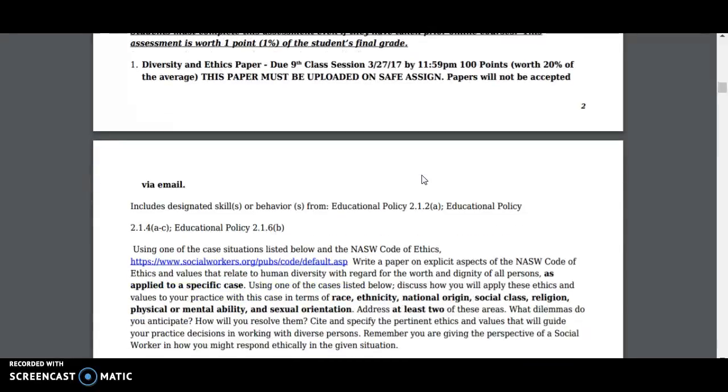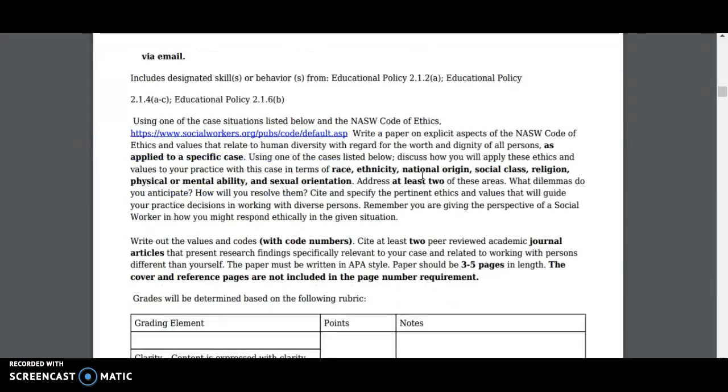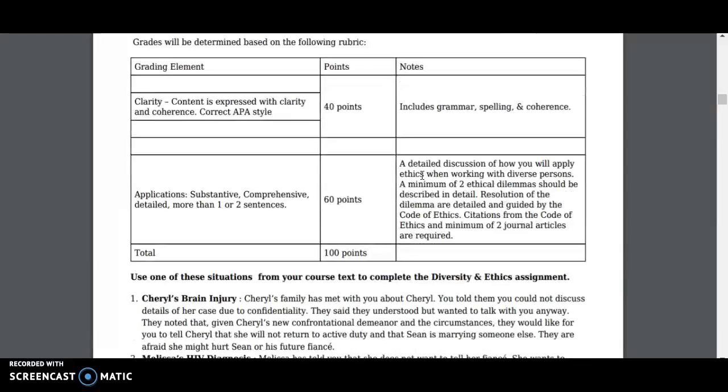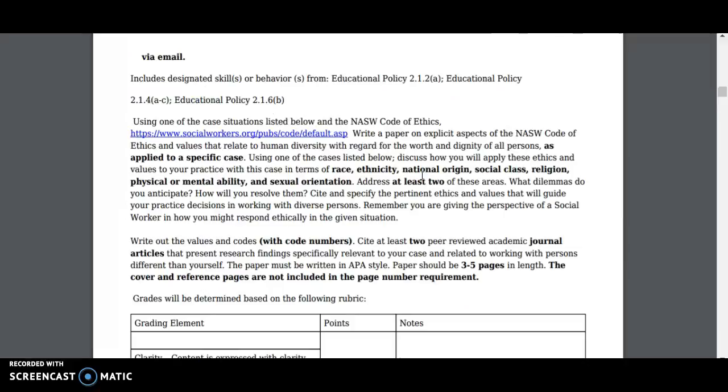This class has two major papers. One is the diversity and ethics paper. All of the papers must be uploaded on SafeAssign. I will not accept any papers over email. Here are the instructions for this particular assignment. There are some more detailed instructions on Blackboard.